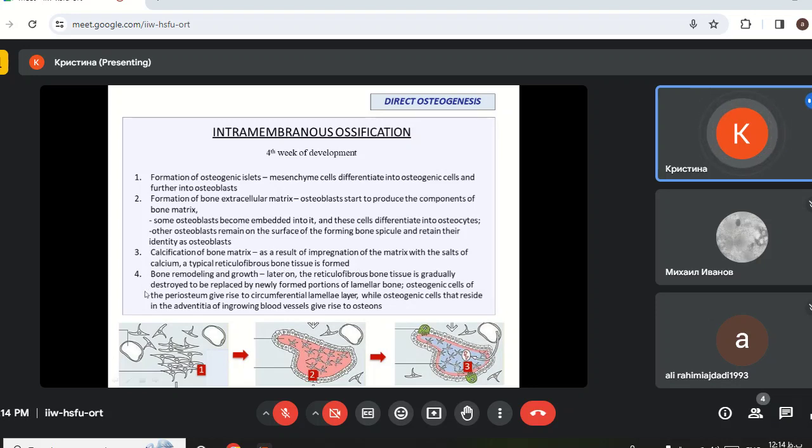And finally, not shown here, the last step 4 is the remodeling of bone. It means that reticular fibrous bone is gradually destroyed and replaced by newly formed lamellar bone with the help of osteoclasts, which break down the portion of the reticular fibrous bone, and the osteoblasts will start to form lamellar bone in this area.